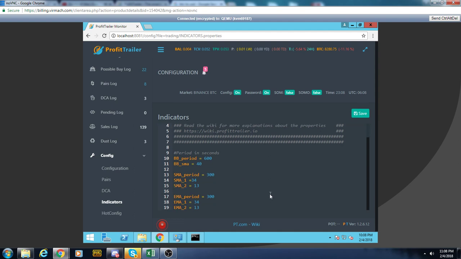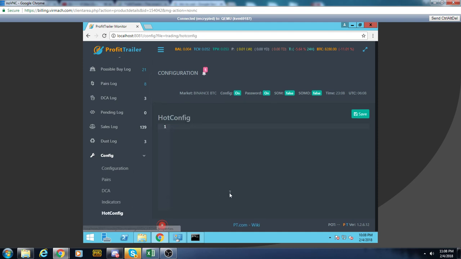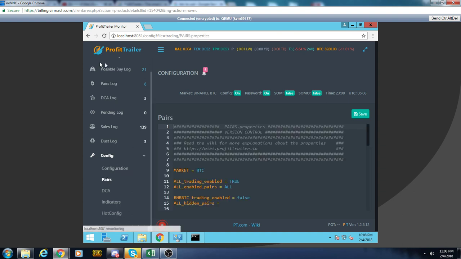Now, these are my personal preference indicators. I used to trade off of the 13 and the 34. This is 5-minute or 15-minute. We're going with the 5-minute, 300 seconds. So BB 600, BB SMA 40, SMA period 300, 34, 13 on the SMA 1 and the 2, EMA period, EMA 1, 34, EMA 2, 13. It's my personal preference. It's what I like to do. And then hot config, this isn't much. So here's my settings, so you guys can take the time, pause, and go through it.